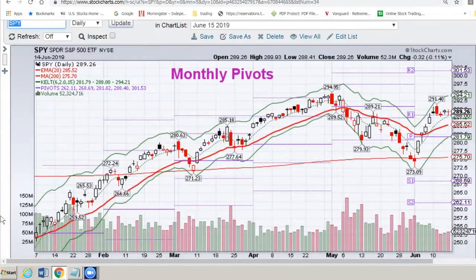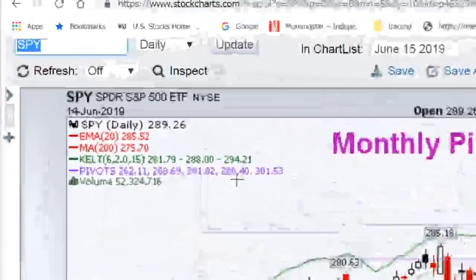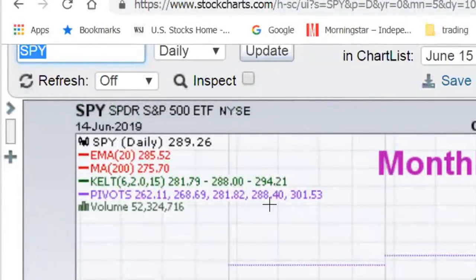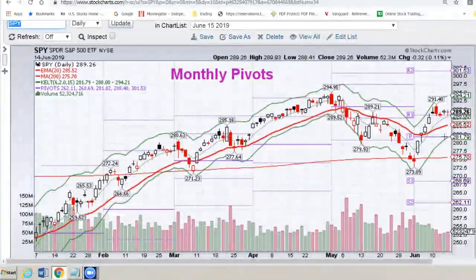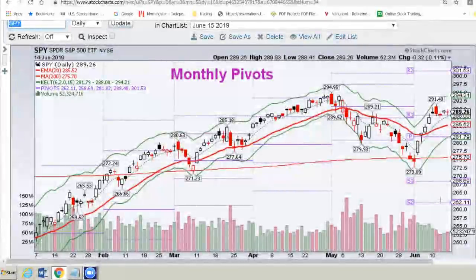So right now, once again, you look at these numbers. We're sitting just above the R1 resistance level, 288.40. 288.40 is the R1 resistance. We closed at 289.25. 301.53 is this R2 level. The pivot here is at 281.82. And then we have the S1 support level.